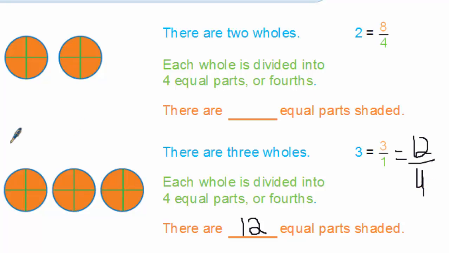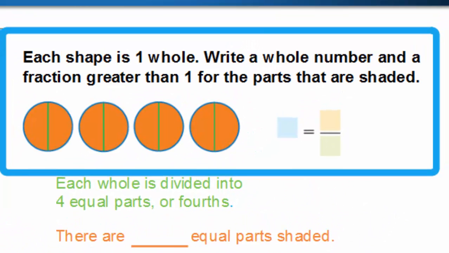Good job, guys. All right, let's try one more. You can do this. Look at this one. It says each shape is 1 whole. There's a whole, there's a whole, there's a whole, there's a whole. Write a whole number and a fraction greater than 1 for the parts that are shaded. So the whole number is the easy part. How many wholes do we have? Yeah, easy, right? There's 1 whole, 2 wholes, 3 wholes, 4 whole circles. So that's the whole number.